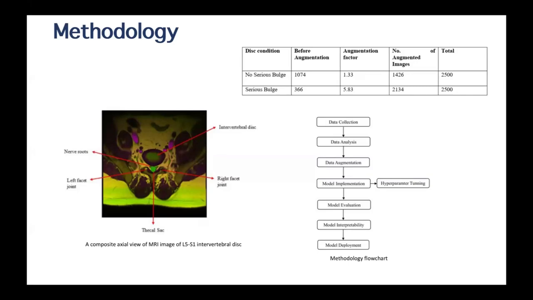We then analyzed this data for cases of serious disc bulge and no serious disc bulge, and of course we kept some data for our validation. In terms of the analysis, we did some labeling. We went through the MRI images to label them, after which we did our data count.